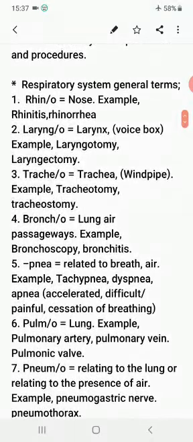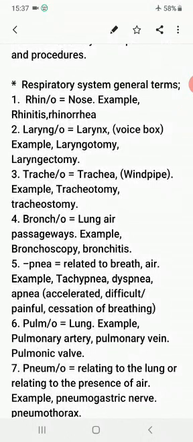We have number 1, rhino, that is nose. Example, rhinitis, inflammation of the nose. Then we have rhinorrhea, watery nose, watery mucus coming out of one's nose.